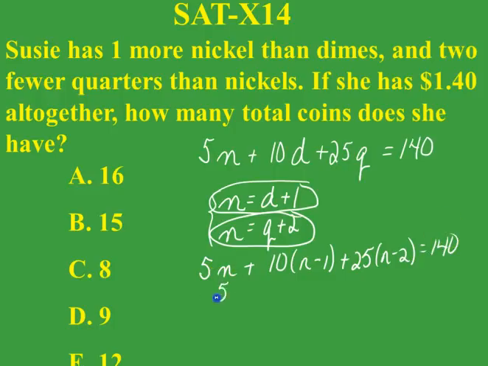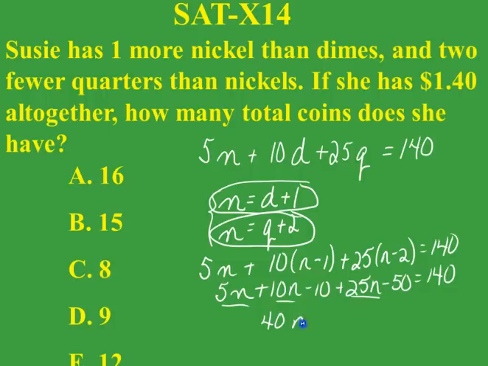At this point, just distribute: 5n, 10n minus 10, and then 25n minus 2 times 25, which is 50, equals 140 cents. Take that equation, collect the number of n's together. You have 5, 10, and 25 n's, which make 40 n's. And then you have minus 10 minus 50, which is minus 60, equals 140. At this point, add the 60 to both sides, and you get 200. And then n equals 5 from there.